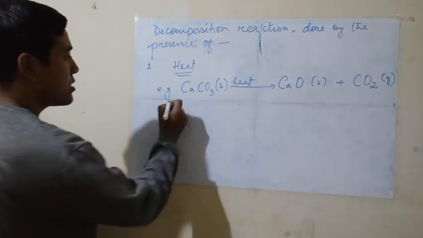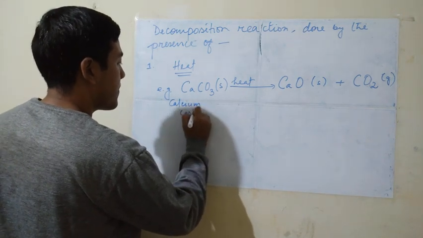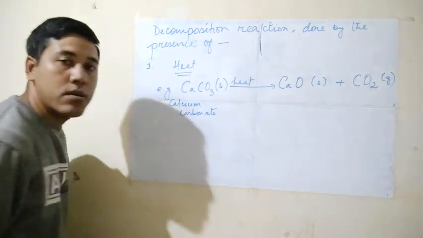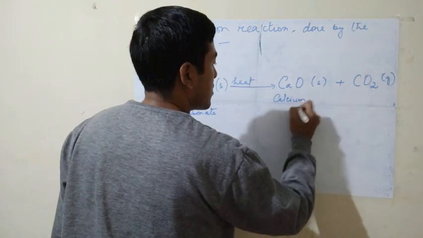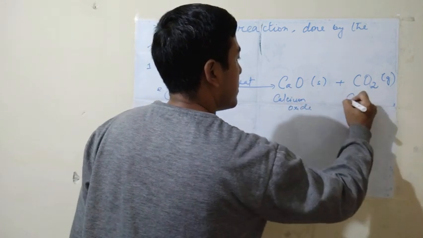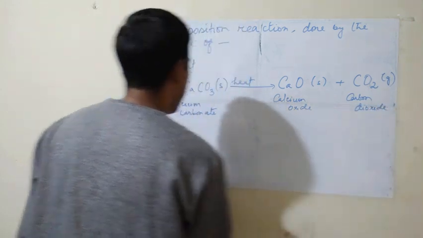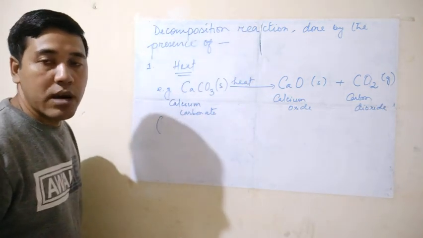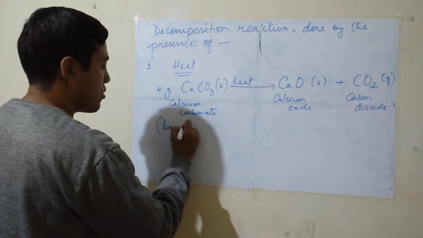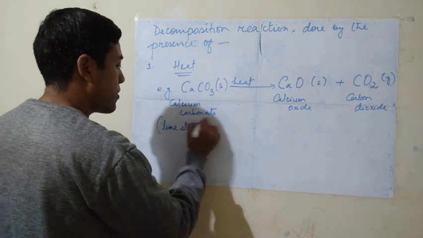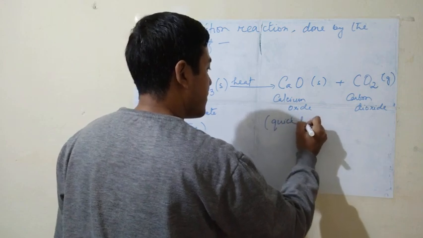This is calcium carbonate. This is calcium oxide. This is carbon dioxide. What is the common name of calcium carbonate? Tell me. Yes, limestone. Calcium oxide is quicklime.